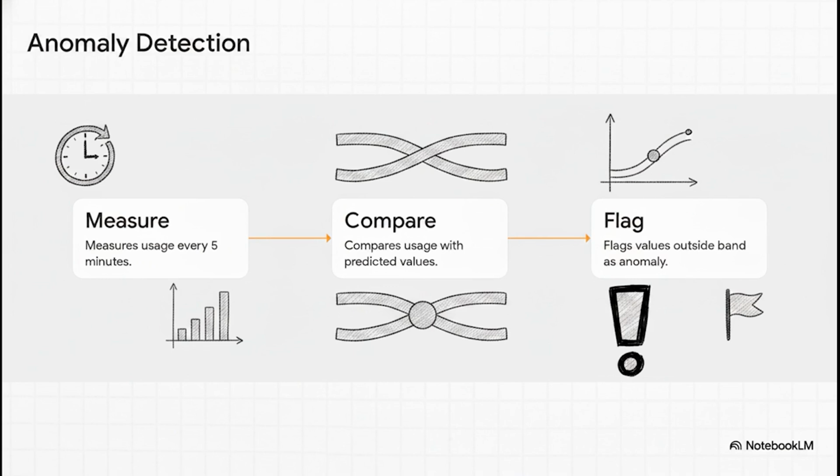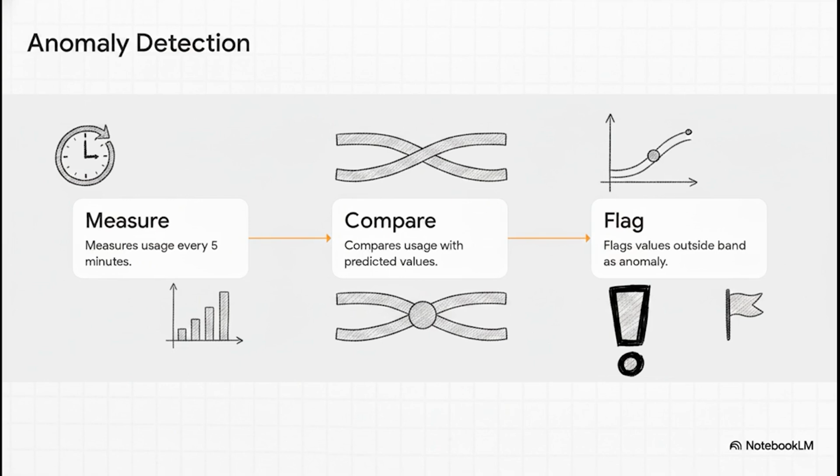Step 2. It compares that freshly measured usage against the predicted values, basically that normal behavior blue band we just saw. Step 3, if the observed value falls outside that predicted band, it immediately flags that specific value as an anomaly.